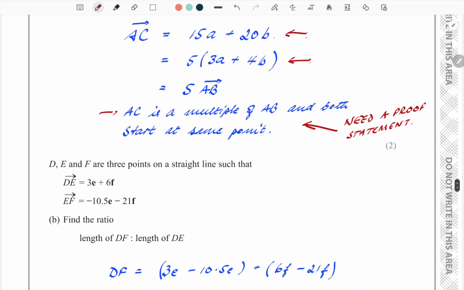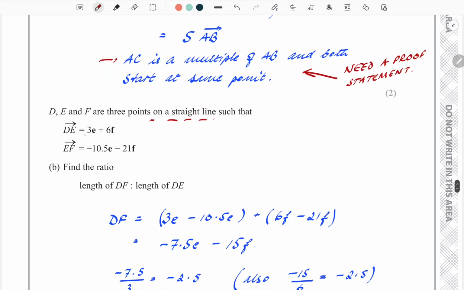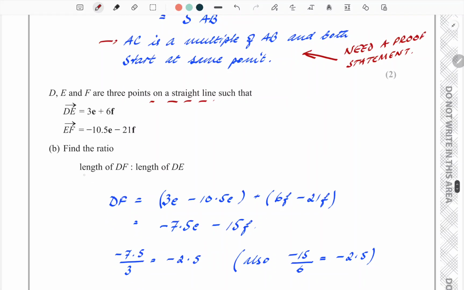Then they've got another one. This one is actually a little confusing. D, E, and F are 3 points on a straight line. So they're telling you it's on a straight line. DE is 3E plus 6F. The letters don't really matter. They're just like different vectors, like X and Y. And then EF is minus 10.5E minus 21F. They want us to take a look at the ratio of the length of DF to the length of DE.